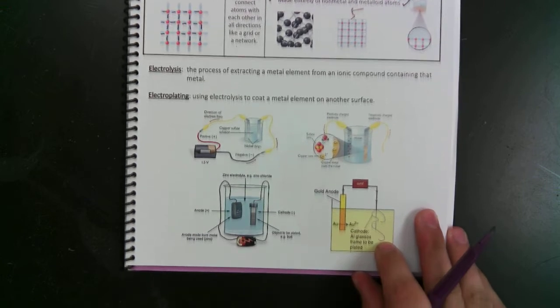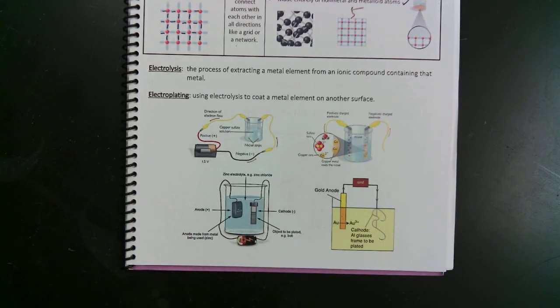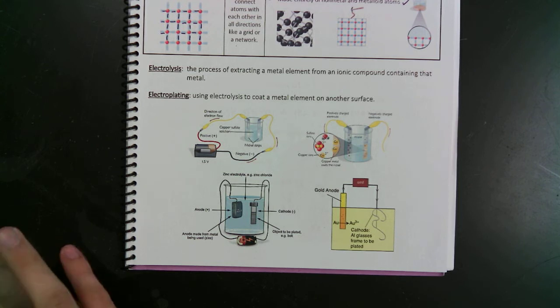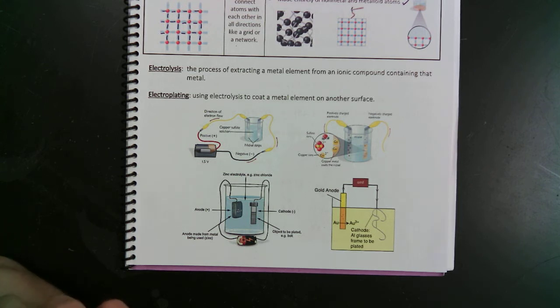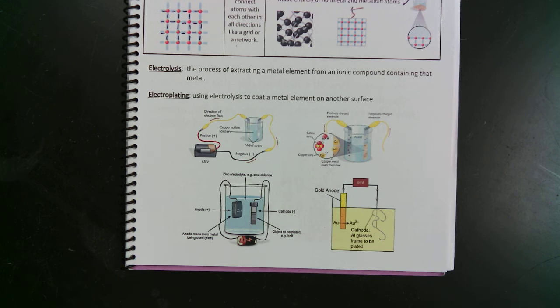The last thing we looked at in this chapter was the idea of electrolysis and electroplating. The last thing we tried to do to see if we can make gold or harvest gold was, can you pull it out of a different compound?